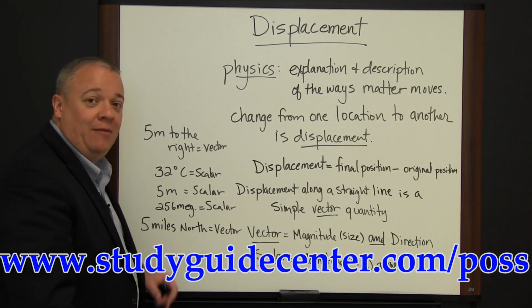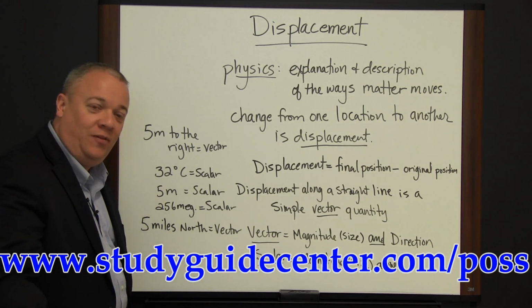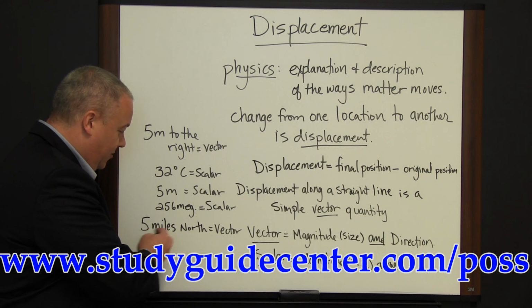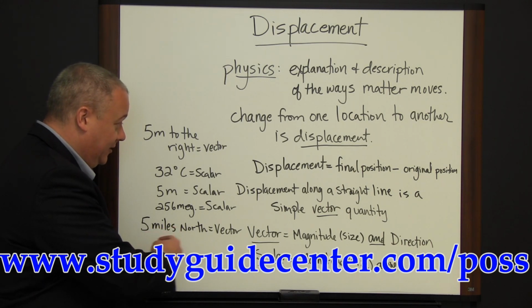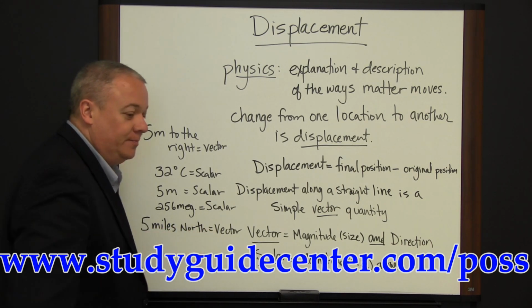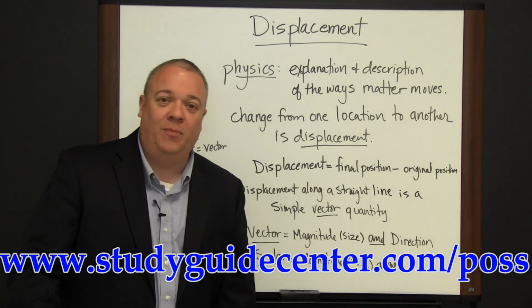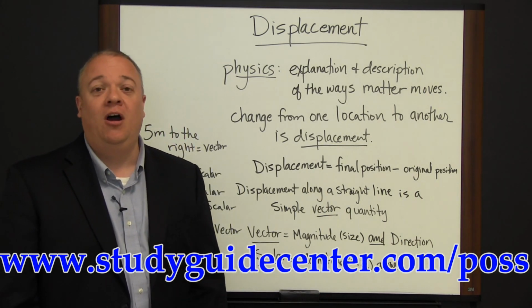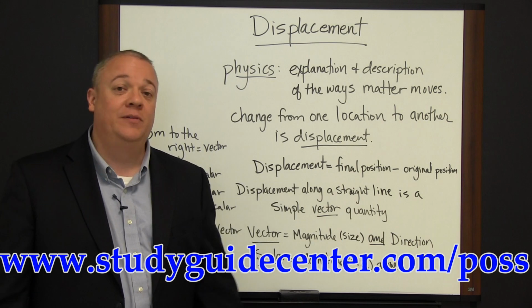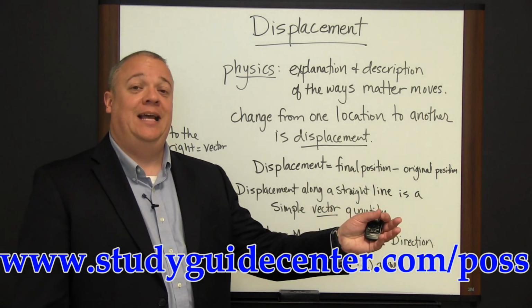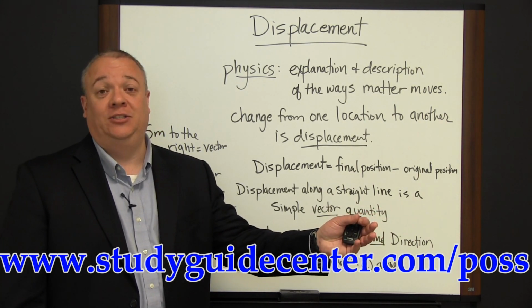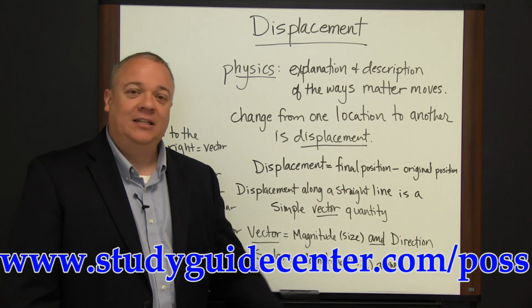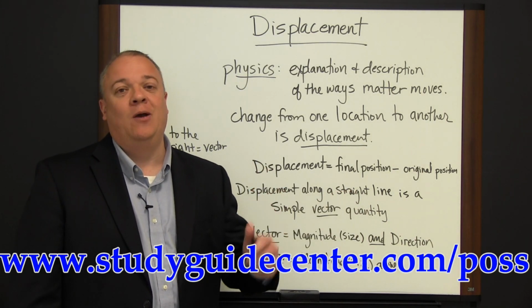Now if I say we traveled 5 miles north, I've just given you a vector. Magnitude, the measurement here, the size, 5 miles, and direction, north. And so when we think in terms of the golf ball, if I just said he drove it 285 yards, I've given you a scalar. But if I said he drove it 285 yards straight down the fairway, I've just given you a direction as well and a vector. Displacement, once again, is the main thing to take away from this video.